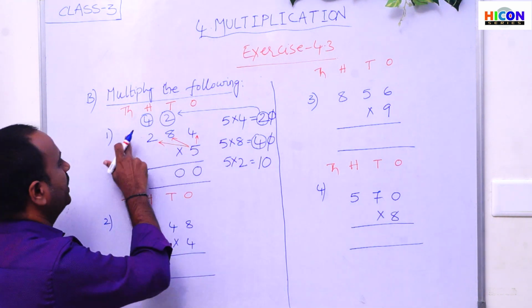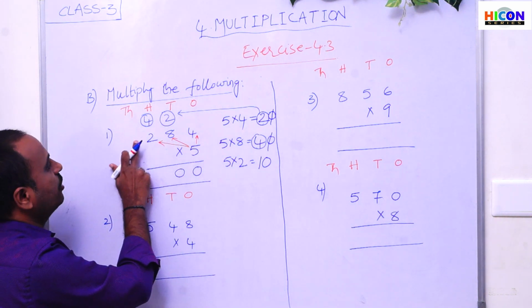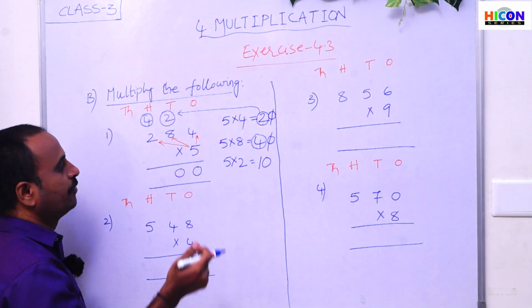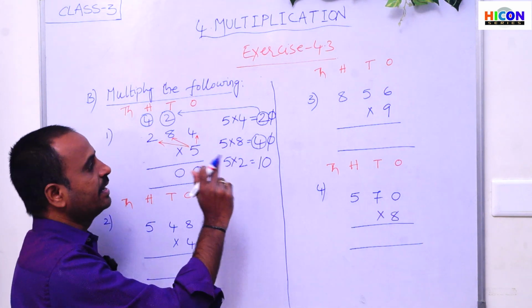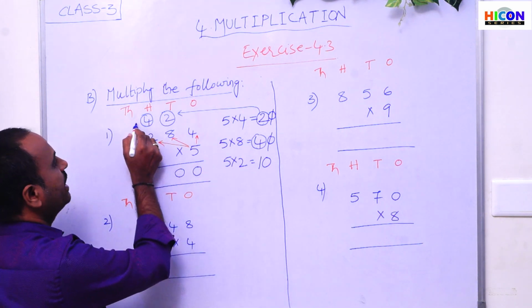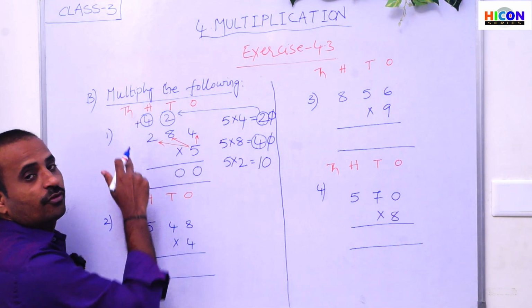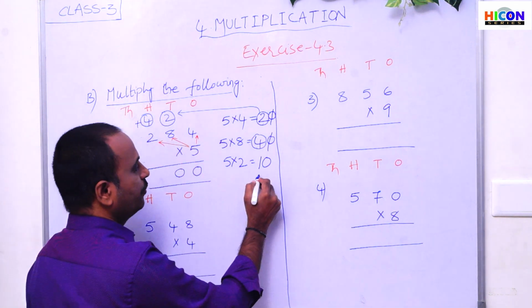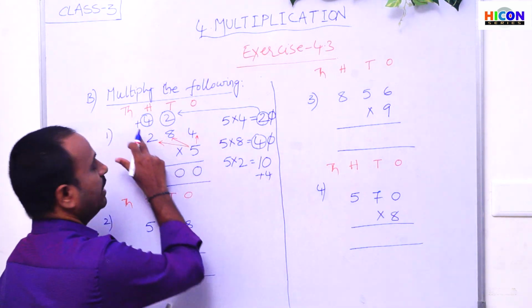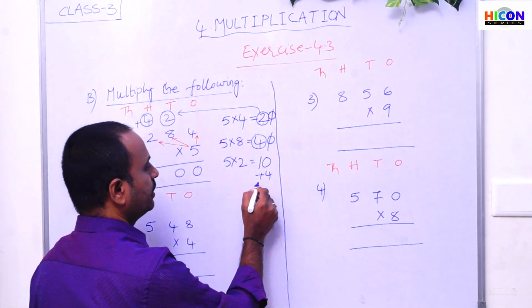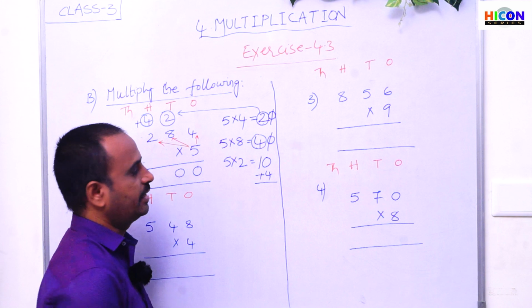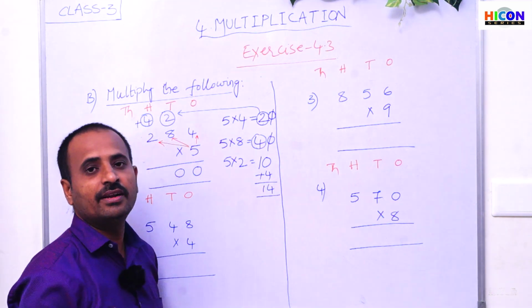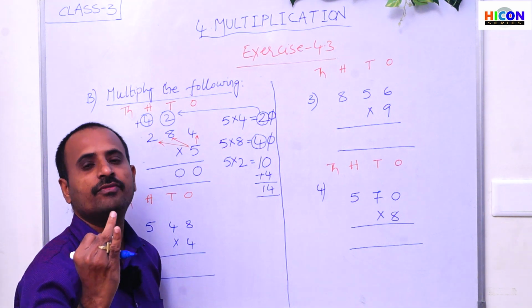So what is the next place? Thousands place. And there are no thousands places. Then what do we have to do? We have to add the carried number. So what is the carried number here? There is 4 as the carried number. Add that carried number to the 10. So how much will we get? 10 plus 4, 14. After 10, 11, 12, 13, 14.